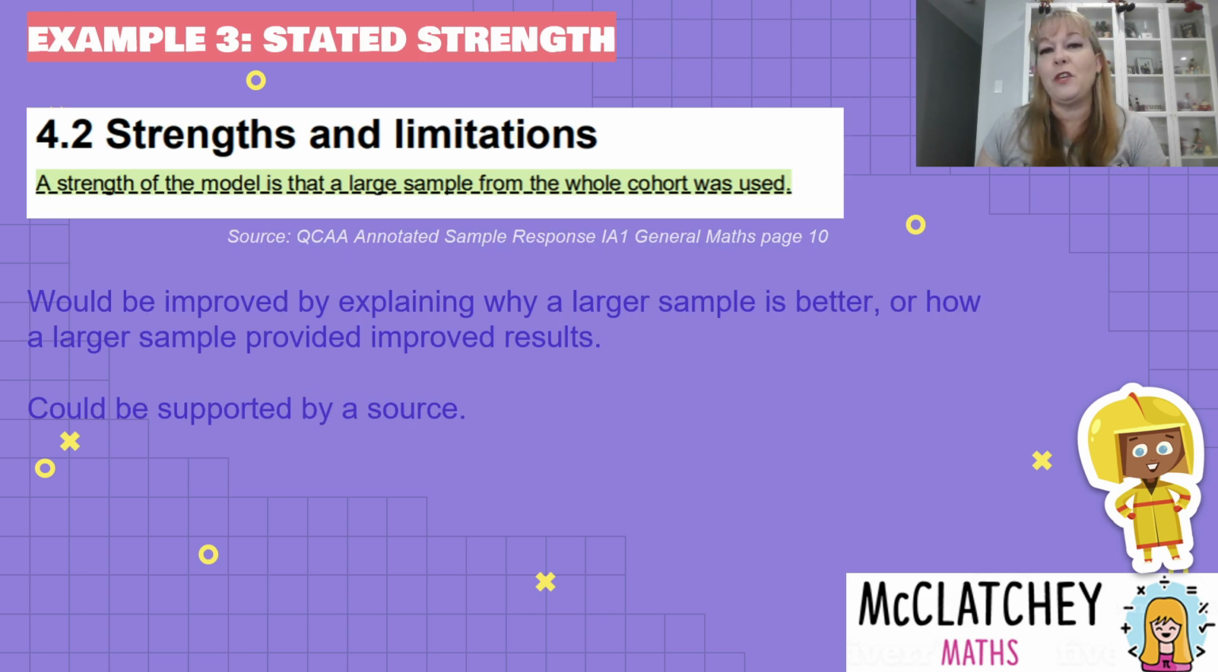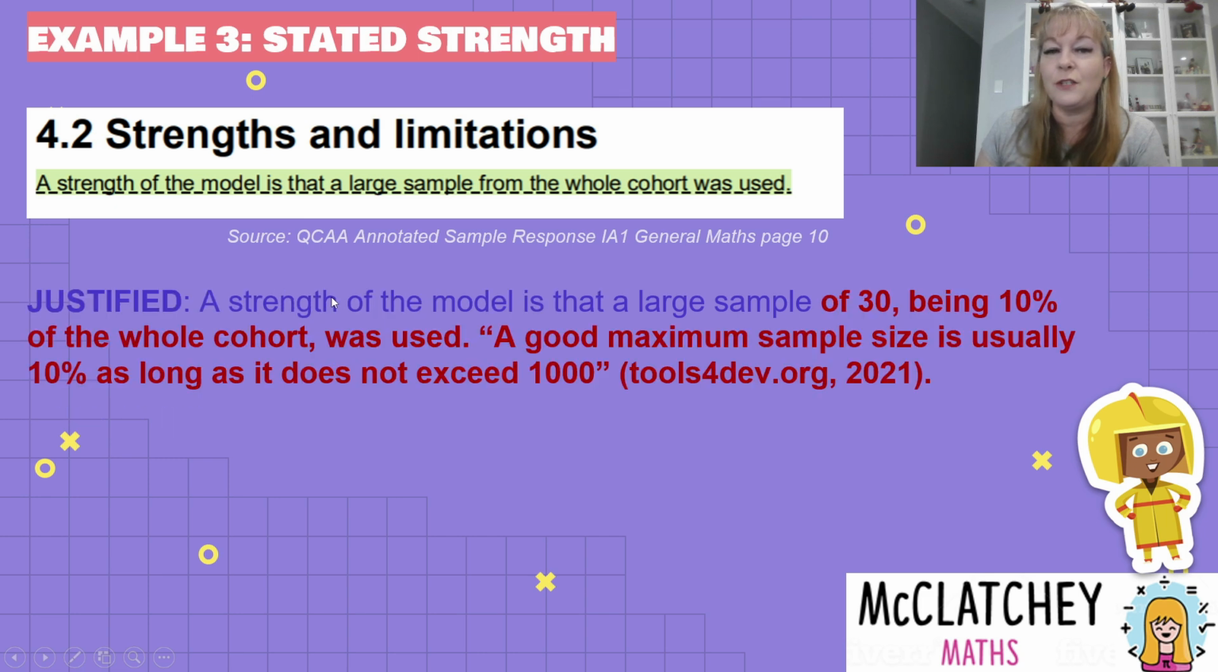Here's another one from the QCAA exemplar. A strength of the model is that a large sample from the whole cohort was used. This could have been improved by talking about why a larger sample would be better or how it improved the results. It could have been even supported by a source. So this is more of a statement. There's no real justification there. Without the justification, you don't hit that 4 to 5 range.